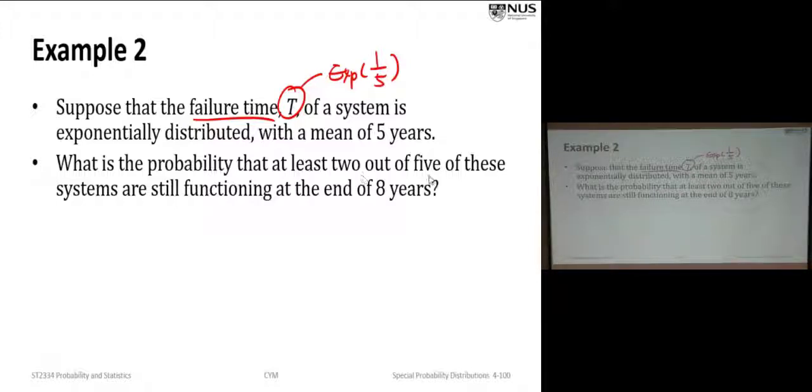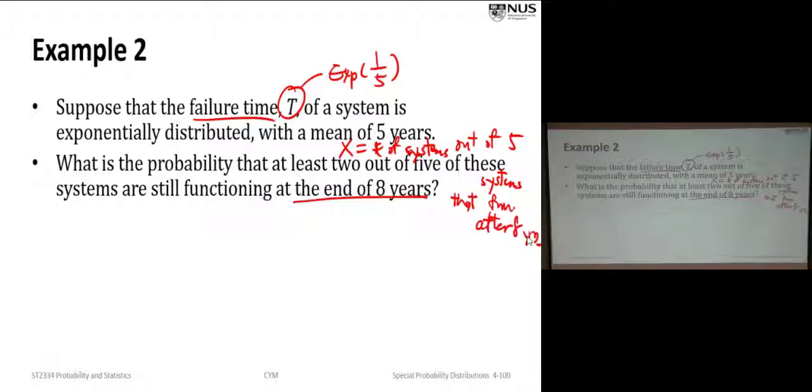And the second one is a number, let me call it X. X equals the number of systems out of 5 systems that have something to occur. What is this? This is to still function after 8 years. So X is the number of systems out of 5 that is still a success.